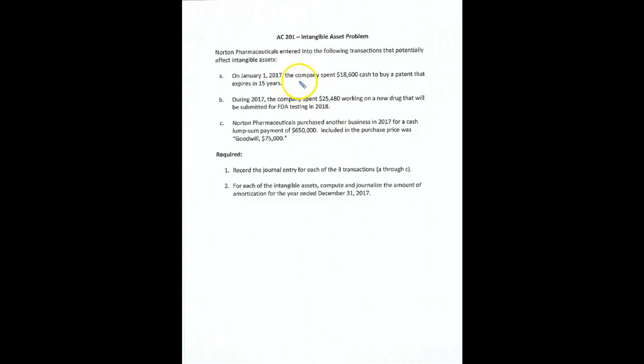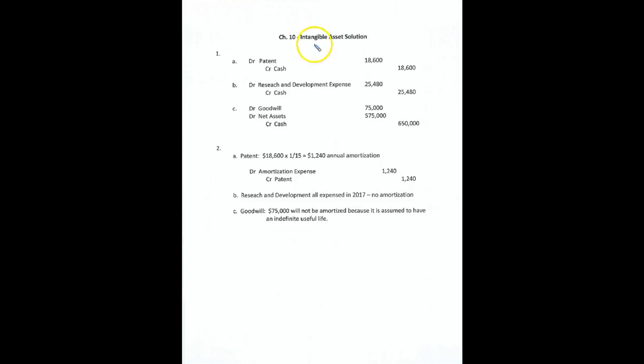Here's a little illustration. So here's a demo problem. On January 1, 2017, the company spends $18,600 cash to buy a patent that expires in 15 years. So they're buying it from an external source, so we capitalize that as an asset. And just to peek ahead, we can see the patent is an intangible asset, so I debit it, and then cash will go out.